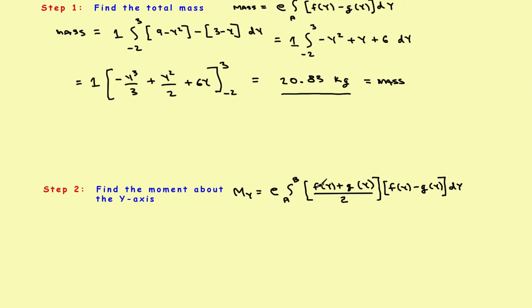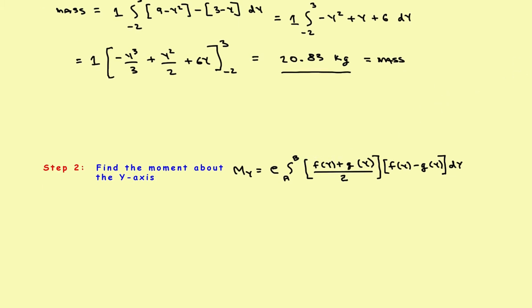Okay, so now it's just a matter of plugging things into this one. So let's go ahead and do that. We want to find the moment about the y-axis. The density is 1. You're still integrating from negative 2 to 3. Then we'll put the brackets here, and again, it's just f of y plus g of y. We'll put it right here in little brackets, and use parentheses here. So f of y is 9 minus y squared.